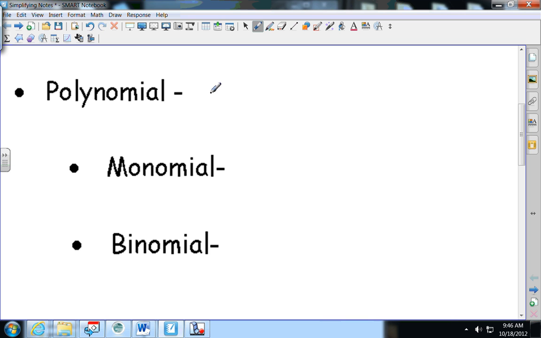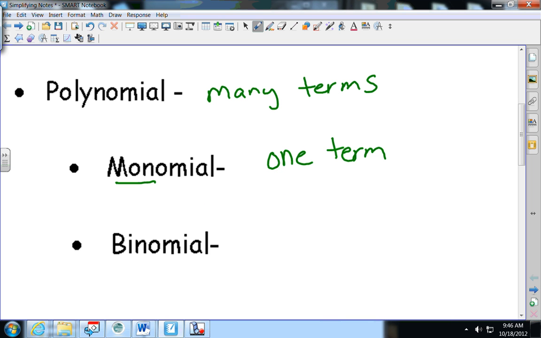Polynomial, okay, poly means many, so this is many terms. Mono means one term. An example of a monomial would be just x, or it could just be the number 5. It's when there's one thing. Binomial, bi means two terms. An example of that is if we had them put together by addition and subtraction.